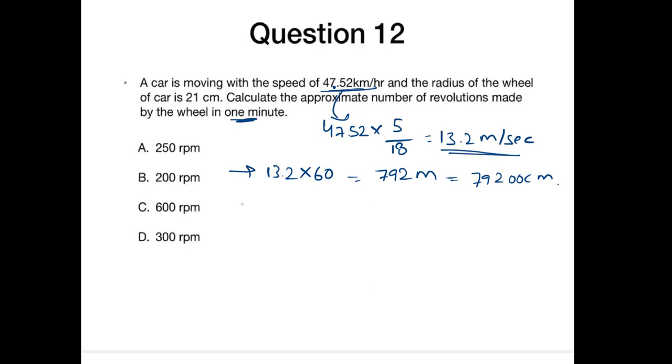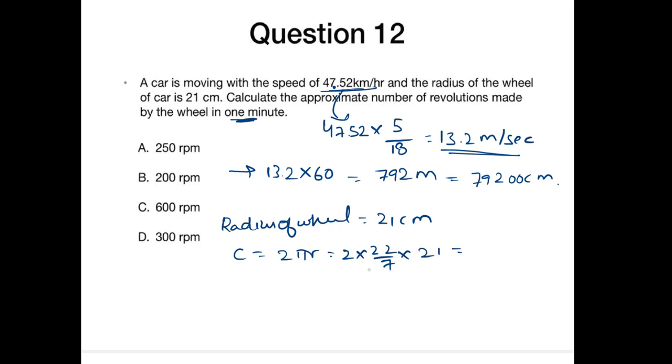Now what exactly do we need? They asked for the approximate number of revolutions. For the radius of the wheel, we know the formula, and they gave 21 centimeters. So the circumference is equal to 2πr. So 2 into 22 by 7 into r, which is 21 centimeters. By doing 7 threes are 21, then 22 twos are 44, 44 threes are 132 centimeters. Right now we need the number of revolutions. That is the question they asked.